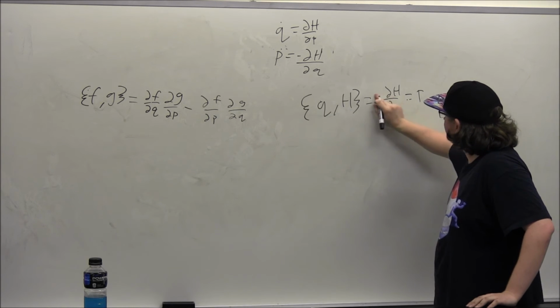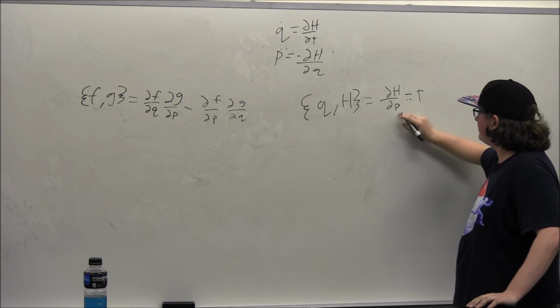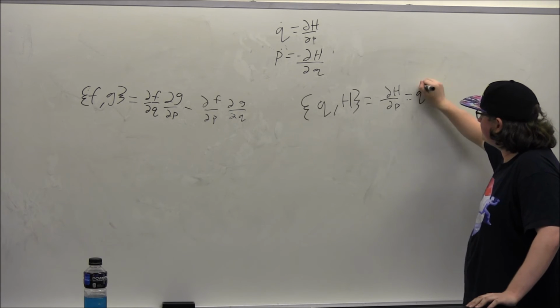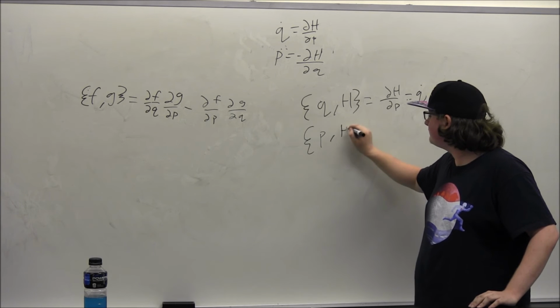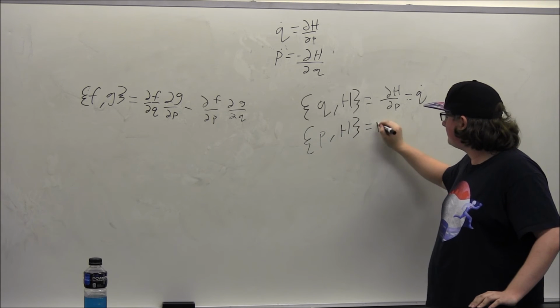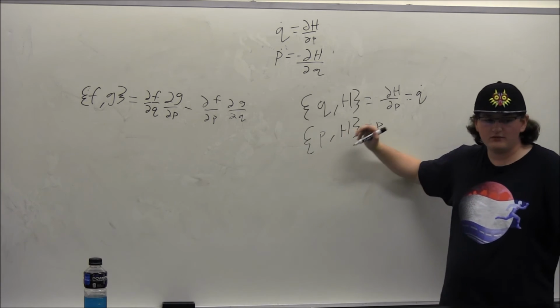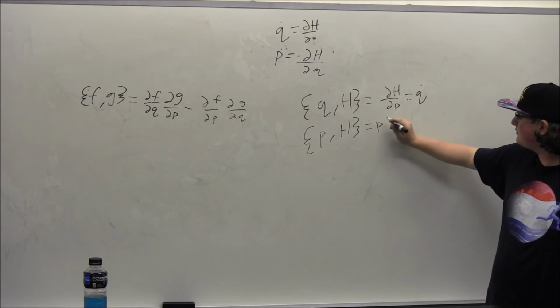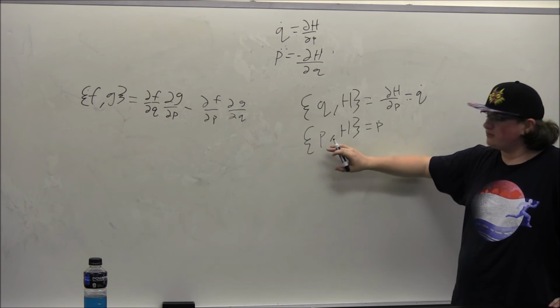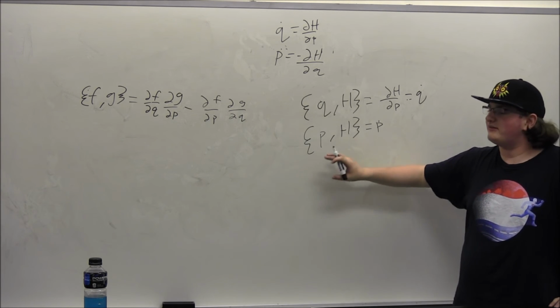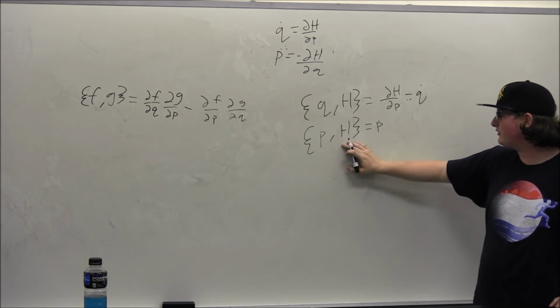Q and H, you get positive partial H over partial P, which is Q dot. And then doing the same thing for P, you get P dot. So when we talk about Hamiltonians, if we take the Poisson bracket of some quantity with the Hamiltonian, we get its time derivative.